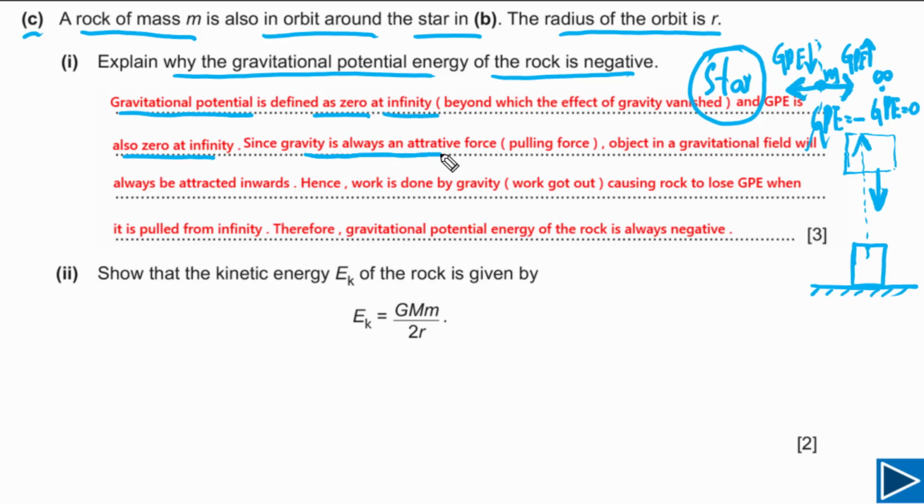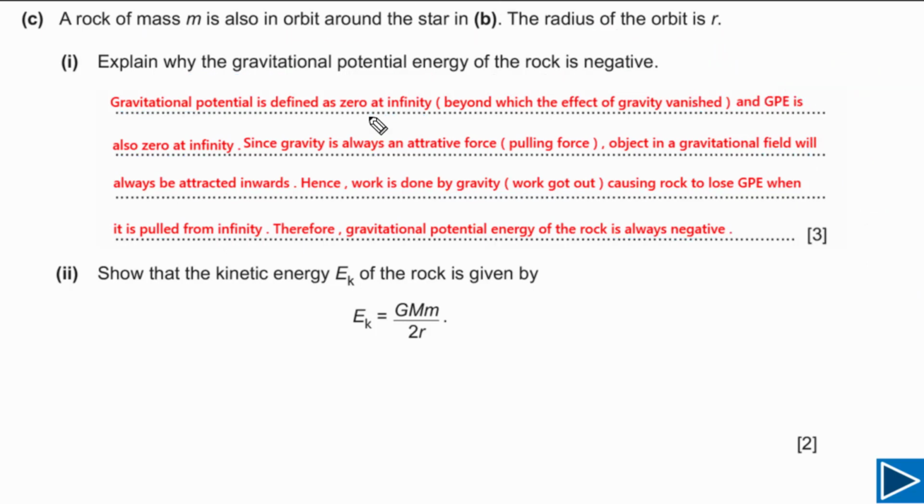Since gravity is always an attractive force, an object in a gravitational field will always be attracted inwards. Hence, work is done by gravity, work got out, causing the rock to lose GPE. So when it is pulled from infinity, if we pull the object this way, work is done by gravity and GPE will decrease. So the gravitational potential energy of the rock is always negative, because the maximum is 0 and lower than that is negative. So between the star and infinity, GPE is always negative.